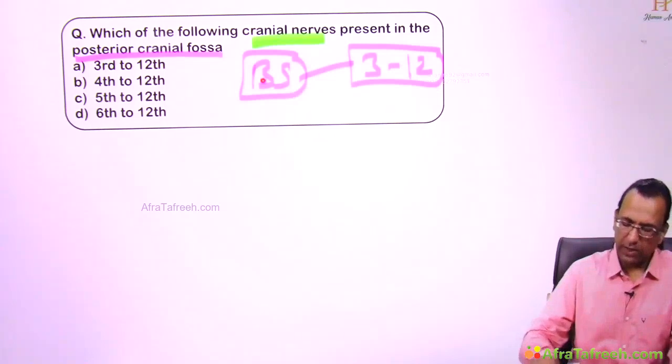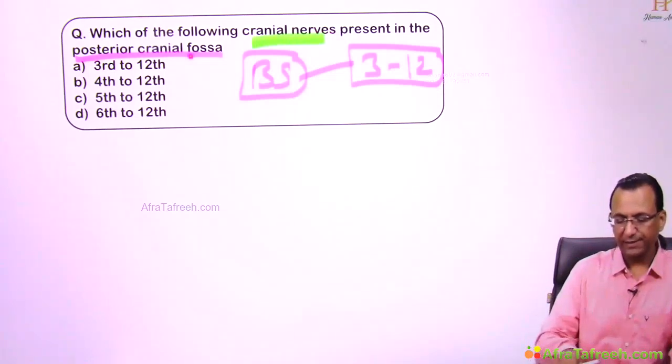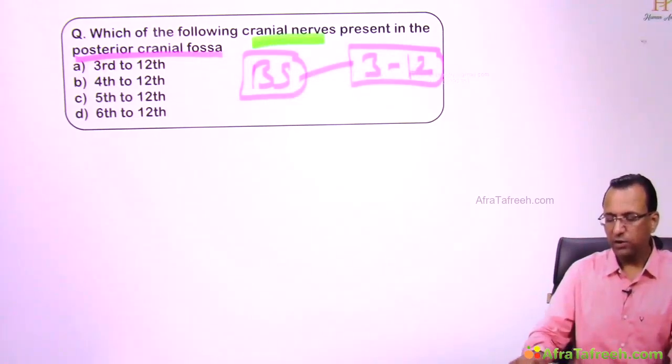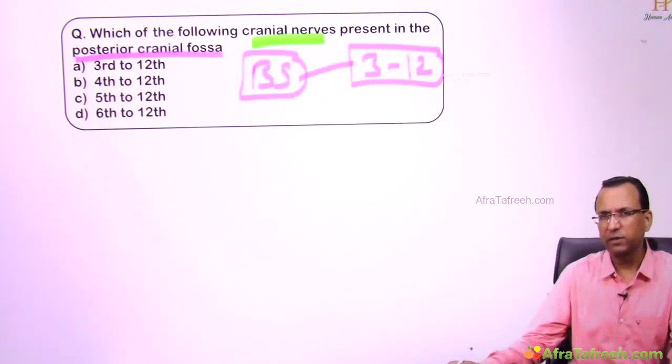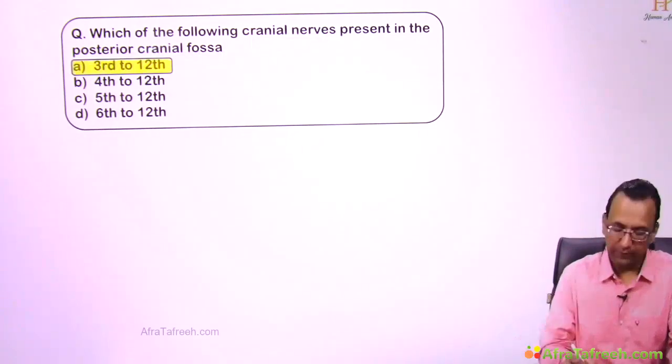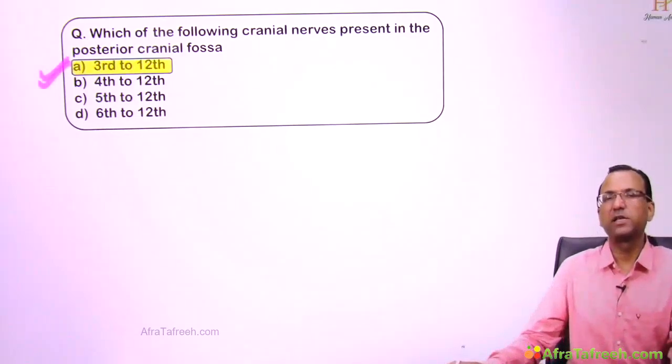Actually, you are talking about cranial nerves in the posterior cranial fossa, isn't it? Yes. Then the brainstem is there in the posterior fossa, so it gives nerve number 3 to 12. Are you trying to say the answer is nerve number 3 to 12? Yes. You are correct, because they come from the brainstem and the brainstem is in the posterior fossa.